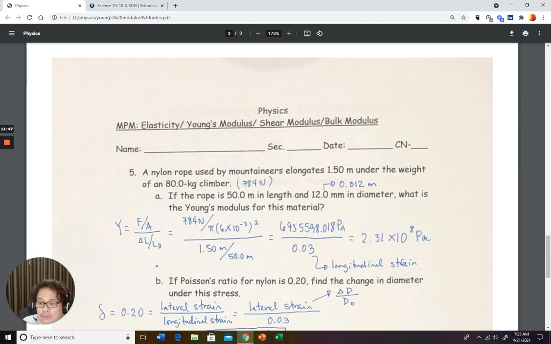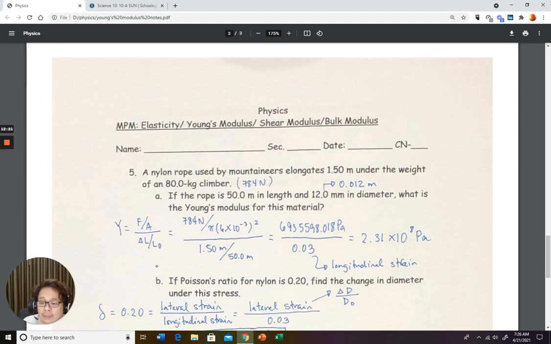In letter B, you are asked, if the Poisson's ratio for nylon is 0.20, find the change in diameter under stress. Okay, the Poisson's ratio, this is our symbol. It's 0.2. It means the lateral strain over the longitudinal strain. In the Young's modulus formula, delta L over L sub O is the longitudinal strain, and we have computed it. It's 0.03. So we substitute 0.03 here to know the lateral strain.